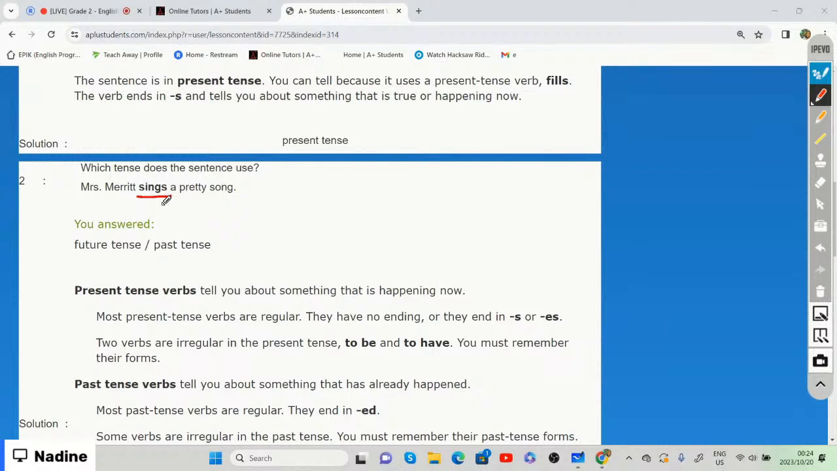All right, so sings. This specifically gives us an indication that it is in the present tense, firstly. And also it ends in S, which means that it is a present tense verb. Sings, and it ends in S.